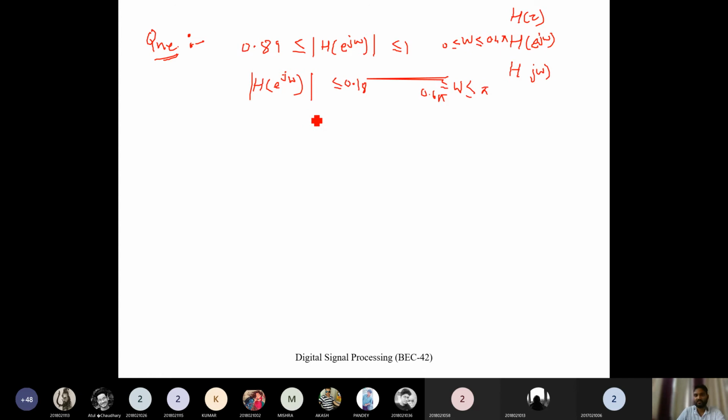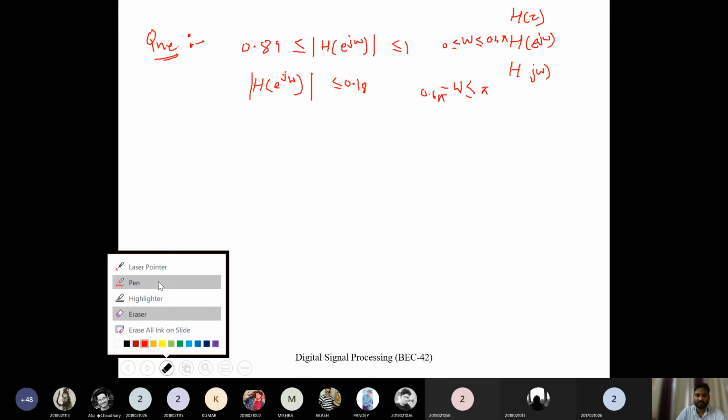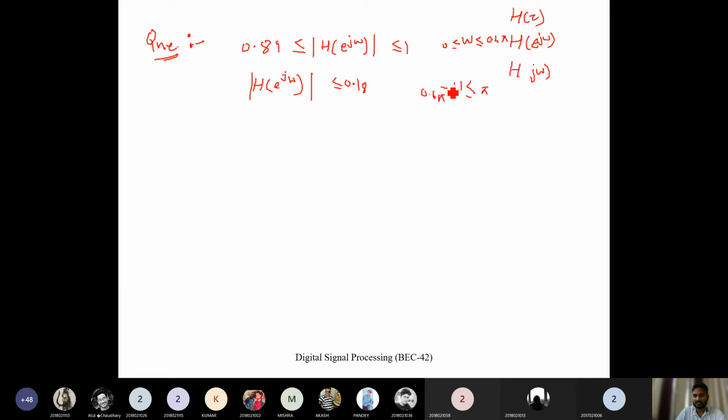This is similar to the specification given in the previous question, like when finding out which condition it is. From the given specification, we need to draw the magnitude response. This omega value is in terms of digital frequency.